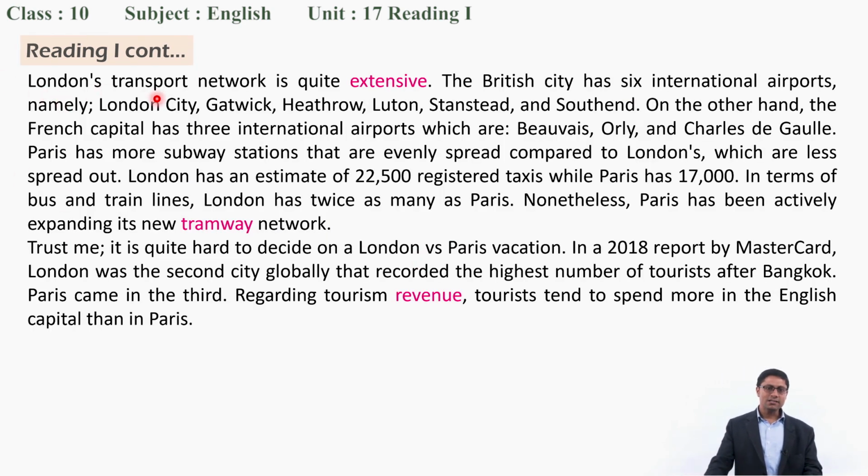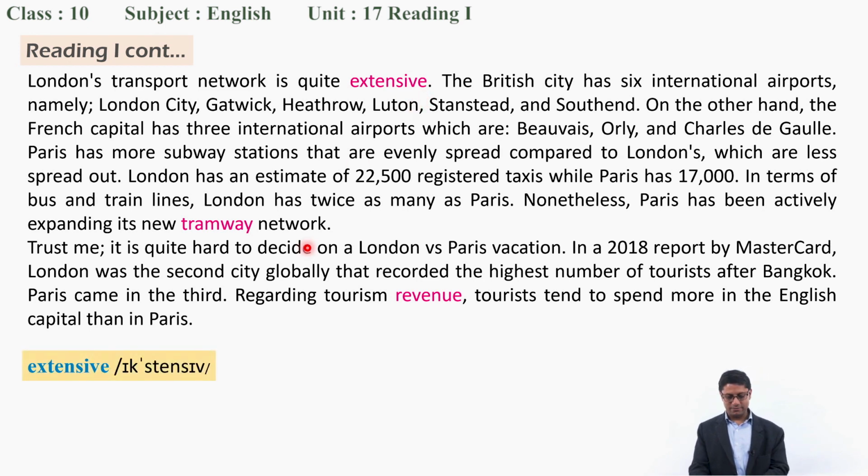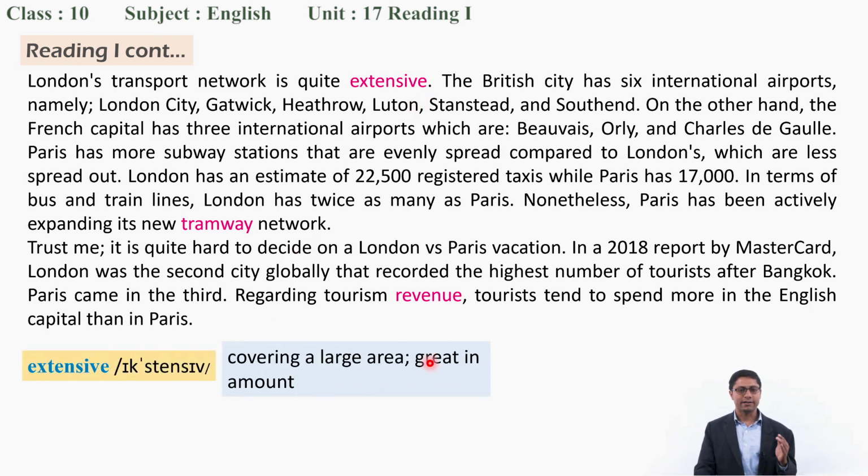Let's see. London's transport network is quite extensive. You see, extensive means covering a large area, great in amount. Okay, large area, widespread, it means.